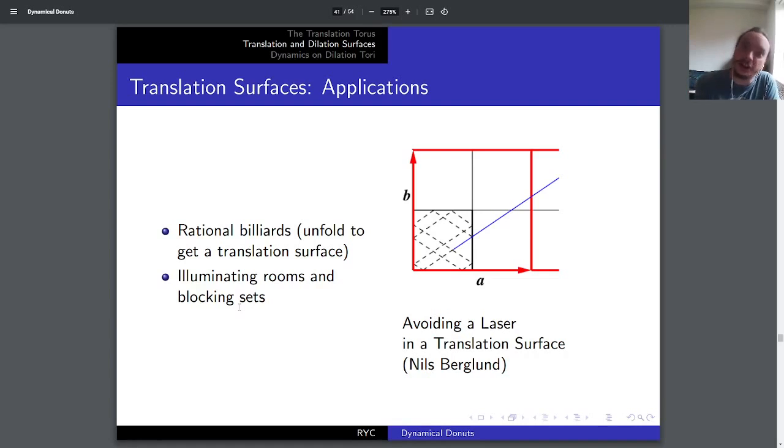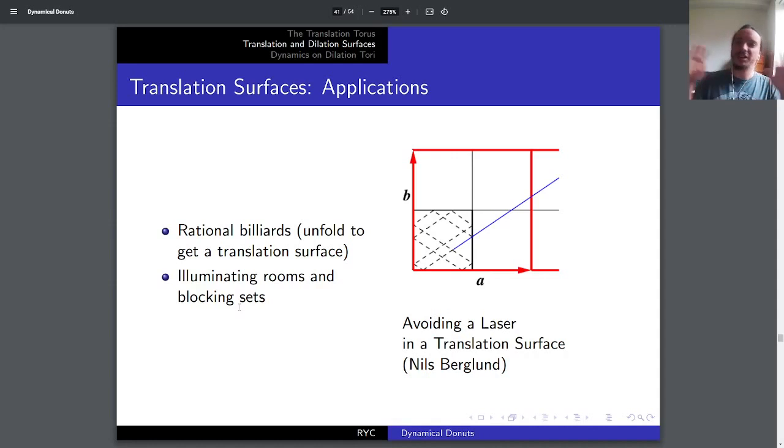Well, this seems like it's impossible, right? Because the lasers are going to be bouncing all over the place. You only have finitely many pillars. Surely the laser is going to get through a gap and hit you. But as it turns out, you can do this with only finitely many pillars. In fact, you only need 16 pillars, and we know exactly the configuration of where they should go.